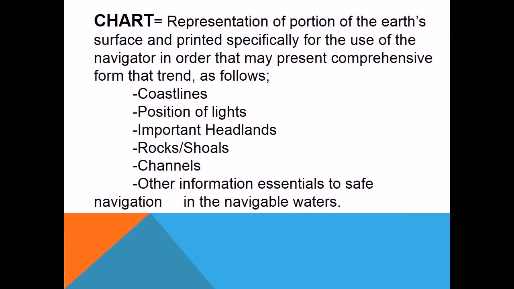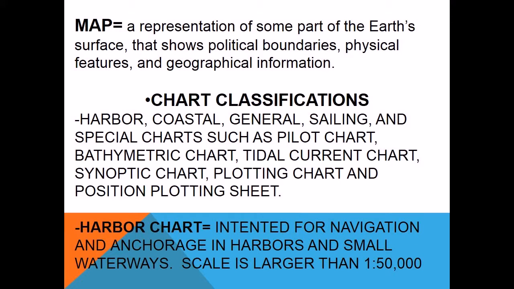Chart: representation of a portion of the Earth's surface, printed specifically for the use of the navigator, in order that it may present in comprehensive form the following: coastlines, position of lights, important headlands, rocks and shoals, channels, and other information essential to safe navigation in the navigable waters. Map: representation of some part of the Earth's surface that shows political boundaries, physical features, and geographical information.